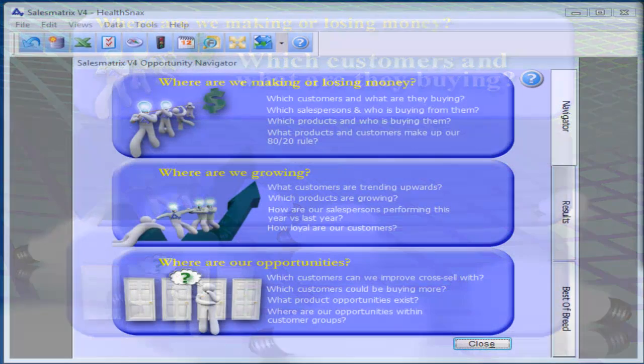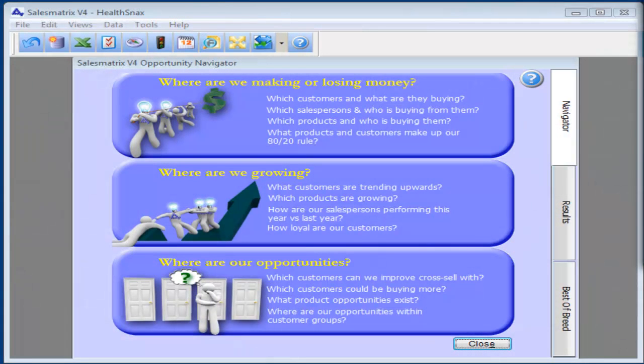Where are we making or losing money? Let's go on a quick journey to see how the answers to these three simple but powerful questions can fundamentally change the way that our business performs. Starting with where we're making or losing money.